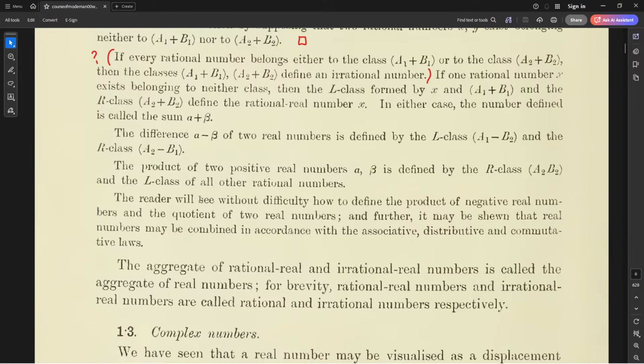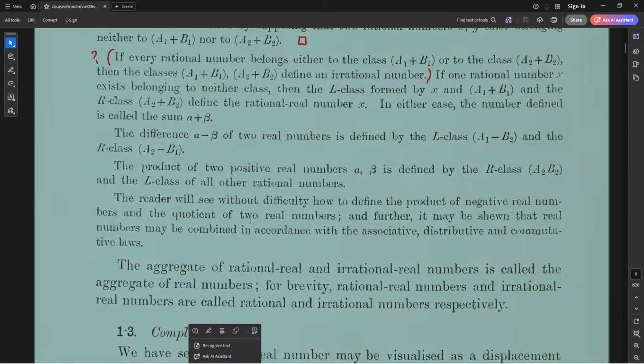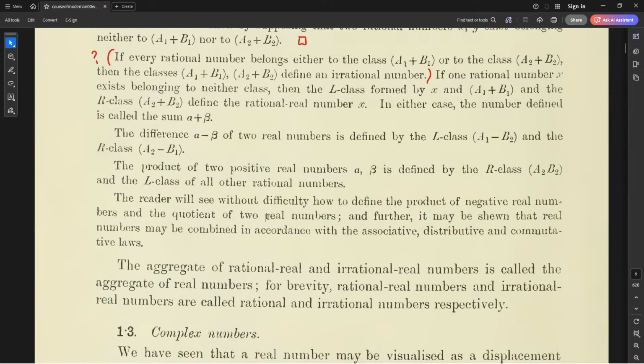We want to verify this product is satisfied, because he says the reader will see without difficulty how to define the product of negatives. We haven't even got into that part yet. And the quotient of two real numbers. And here's the problem. We were trying to prove the existence of the reciprocal, because the quotient between two real numbers is exactly the same as x times the reciprocal of y. So unless the reciprocal of y is defined, we cannot define the quotient. But he says without difficulty, which was bothering us.